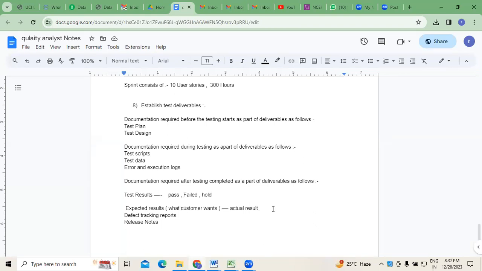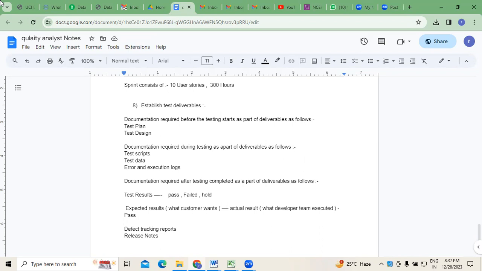So what is meant by the actual result? What the developer team executed is what we call the actual result. It means the result given by the development team. If both are the same, we consider that the test condition is pass. So when the expected result and the actual result are the same, the test condition is pass.